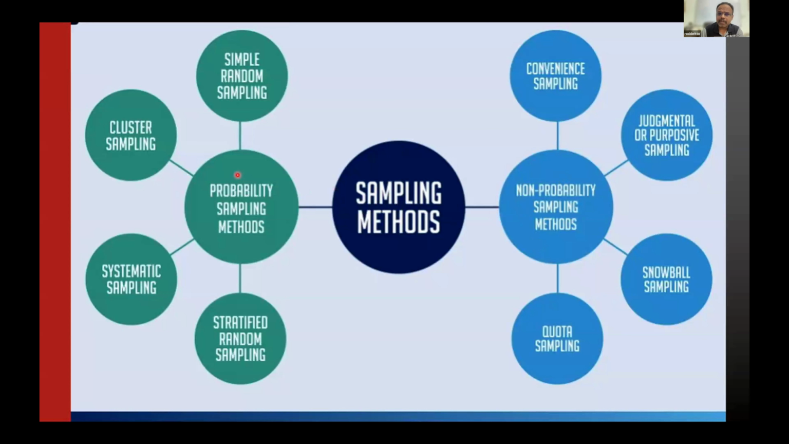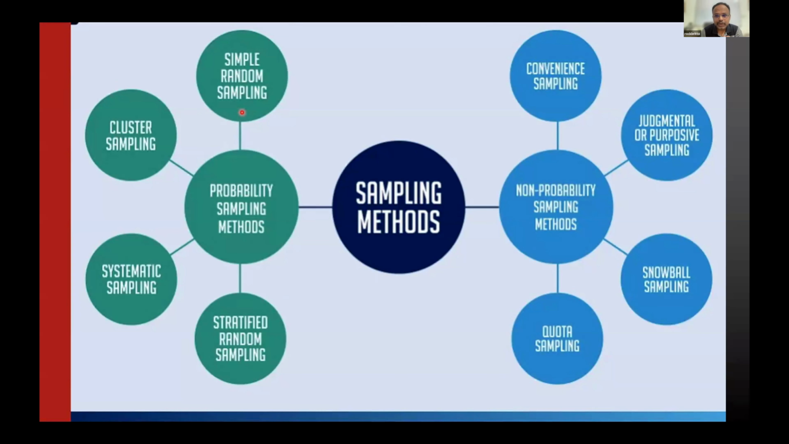Under probability sampling, we have four methods. First, simple random sampling. When I ask what is simple random sampling, students say, if we do it simply randomly, that is called simple random sampling. Don't do that. Simple random sampling is the most difficult sampling to do. It's not simple as the name indicates. Let us see how it is done.